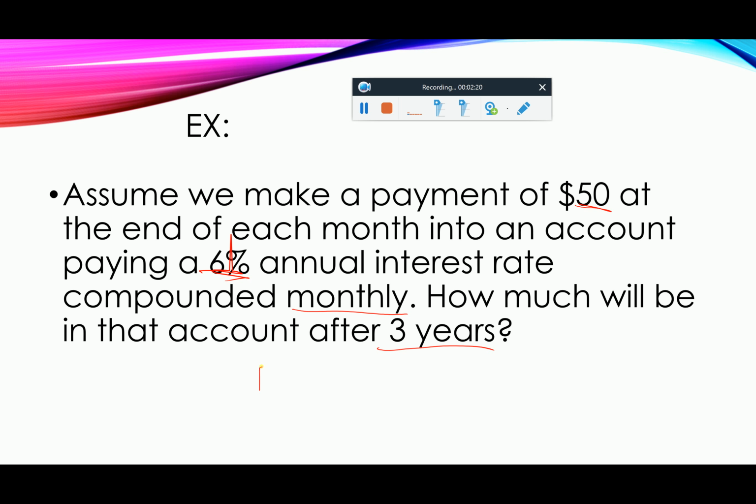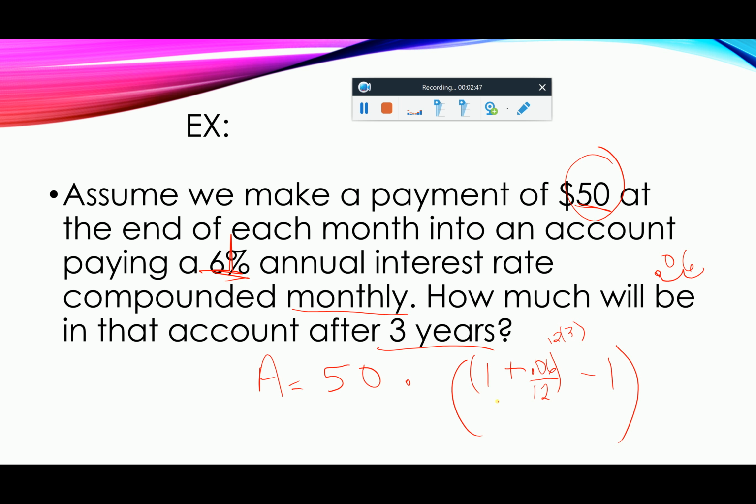So we know A, what are you putting into your account? $50, that's your R, times parentheses 1 plus r over n. So 6% is 0.06 divided by how many times is compounded. So that's 12, and this is going to be 12 times 3 minus 1, all divided by, it's going to be the same thing as you have written right there.